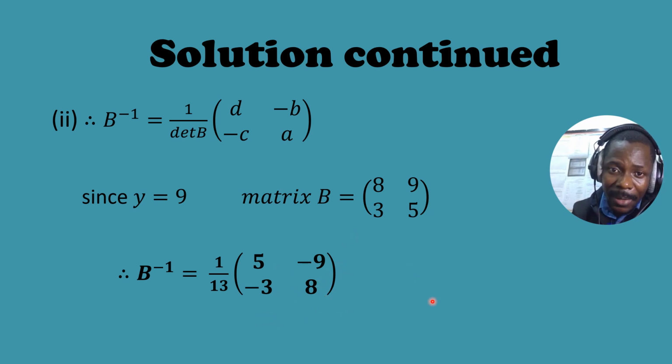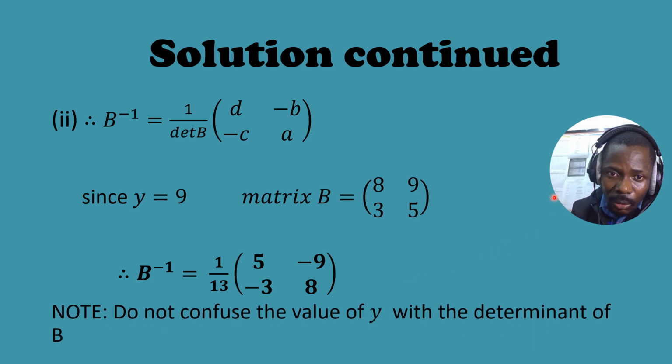So elements in the major diagonal change positions. You can see here 8 and 5 swap positions. Then elements in the minor diagonal simply change signs. As simple as that. If you can understand this, then you are good to go. All right.